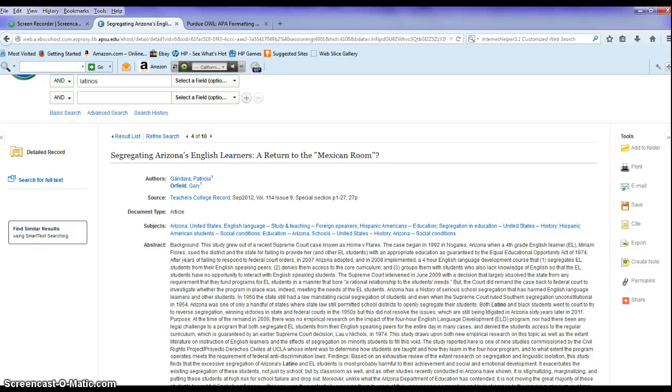My research topic was to discuss the differences in segregated versus integrated education for Latino students in American public schools. To find out more about this topic, I researched and found this article called Segregating Arizona's English Learners, A Return to the Mexican Room by the authors Patricia Gandara and Gary Orfield. This was in the Teachers College Record Journal in September 2012. It was in volume 114, issue 9, pages 1 through 27.